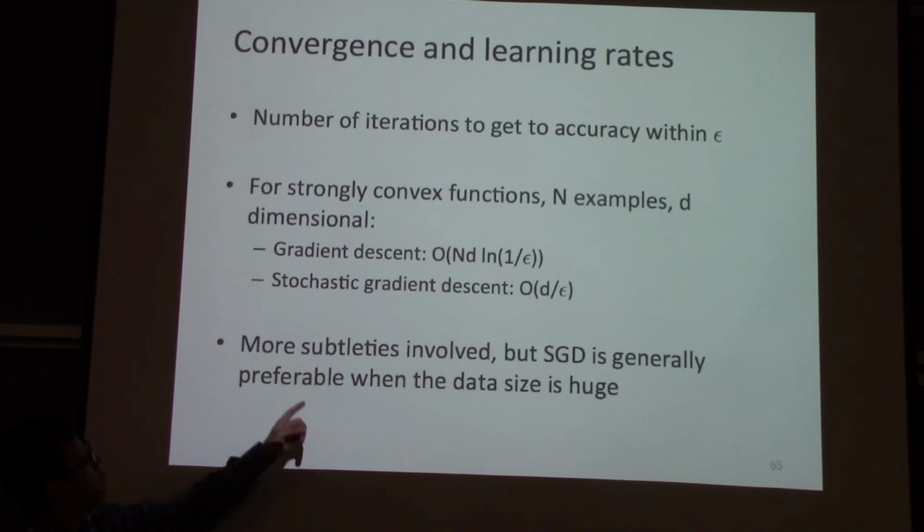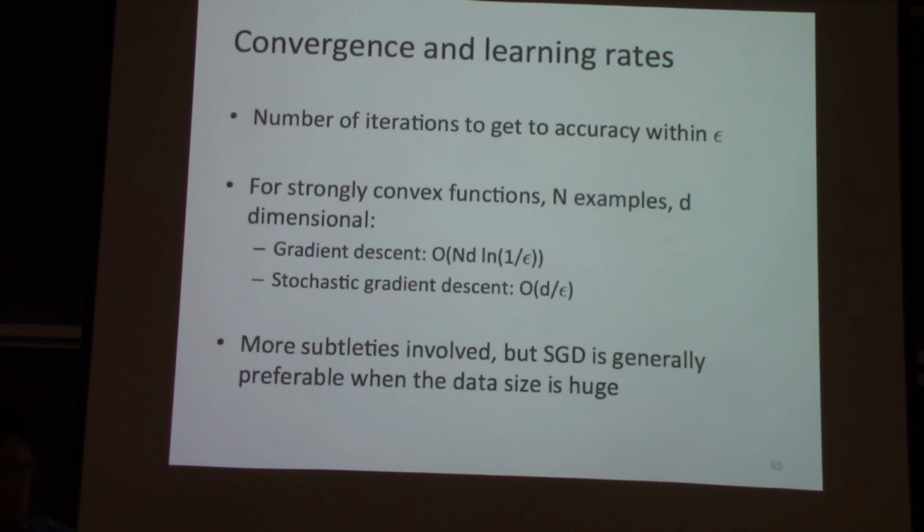N is the number of examples in the training set. When you compare that number to the SGD case, there's no n there. So it does not depend on the number in the training set. It converges faster than gradient descent. Especially for a data set which is very large, calculating the gradient is expensive. So in that case, SGD is almost always better than the gradient descent method.